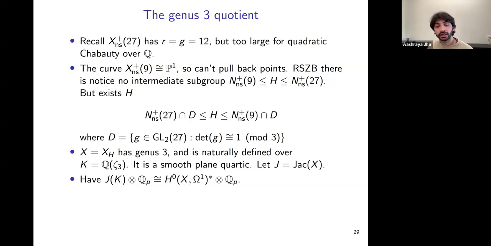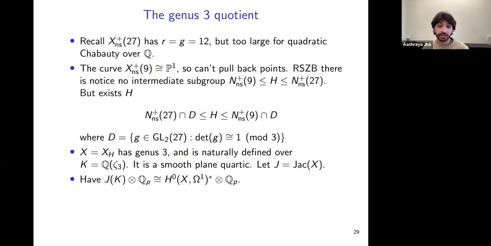What else can one do? One could try and look at X non-split plus 9 and pull back points, but one can't do this because that curve has infinitely many points. And Rouse-Sutherland and Zureick-Brown noticed that there are no intermediate subgroups between non-split plus 9 and non-split plus 27. But there is one when you intersect these with this subgroup D that I've written here. The modular interpretation of this D is that I choose two generators of 27-torsion, and I take the Weil pairing. And when I look at it mod 3, it should be 1. So this is a sort of Weil pairing condition.